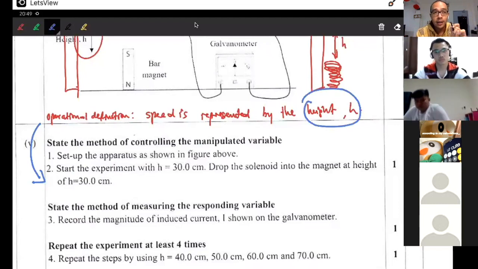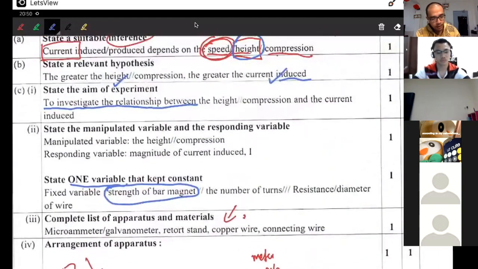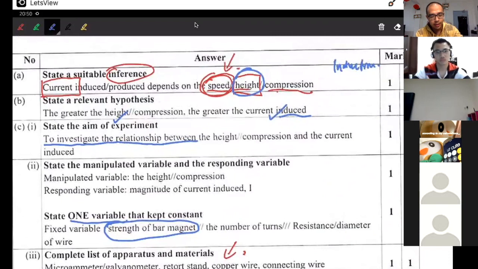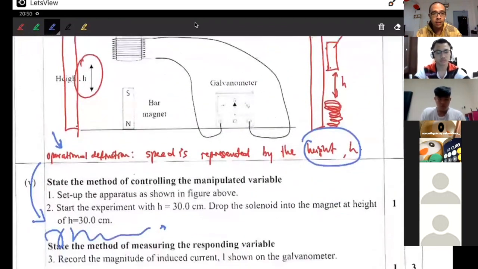But you will not get marks if you write it like this. If you don't mention that the speed is represented by the height somewhere in your procedure over here, you will lose marks. Because, let's say your hypothesis is: the greater the height, the greater the speed, the greater the current induced. Then your investigation is to investigate the relationship between the speed and the current induced. Then the manipulated variable is also speed.